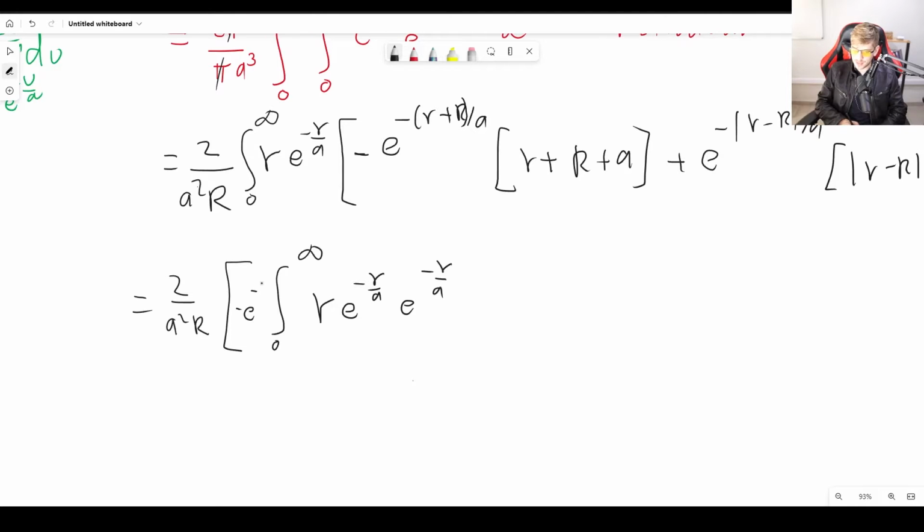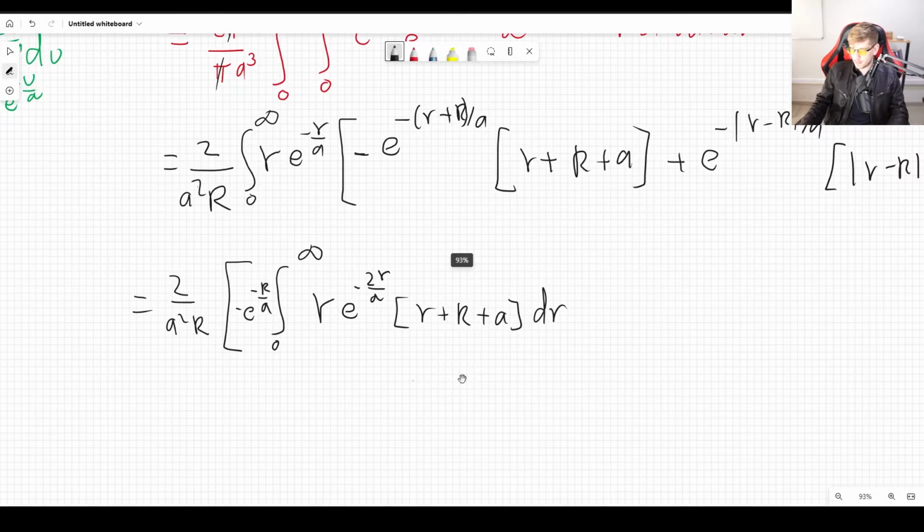So minus e to the minus big R over a. And these two we can just add up. So we get minus 2r over a. Okay, so doesn't really look too pretty. I'm gonna rewrite it. So minus 2r over a. And then of course times these constants, r plus big R plus a dr. Okay.